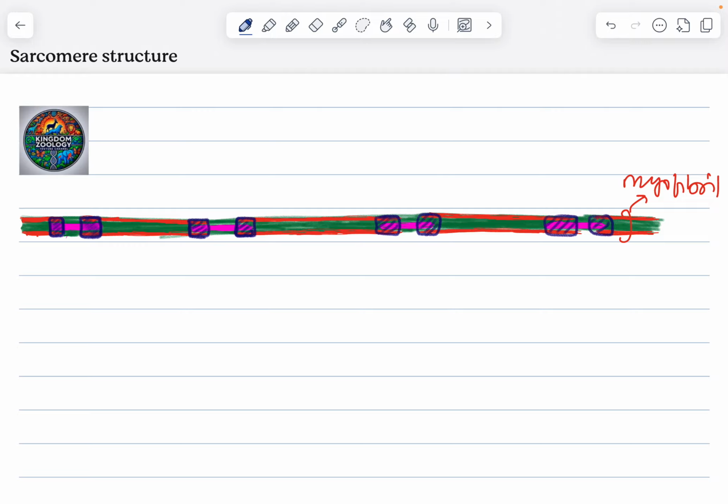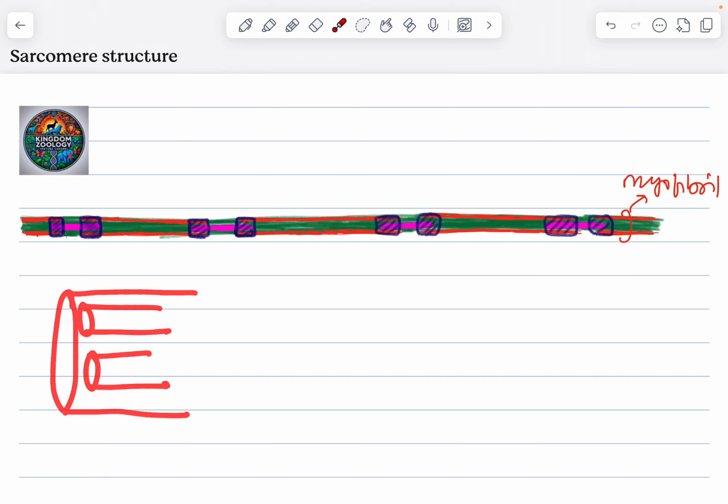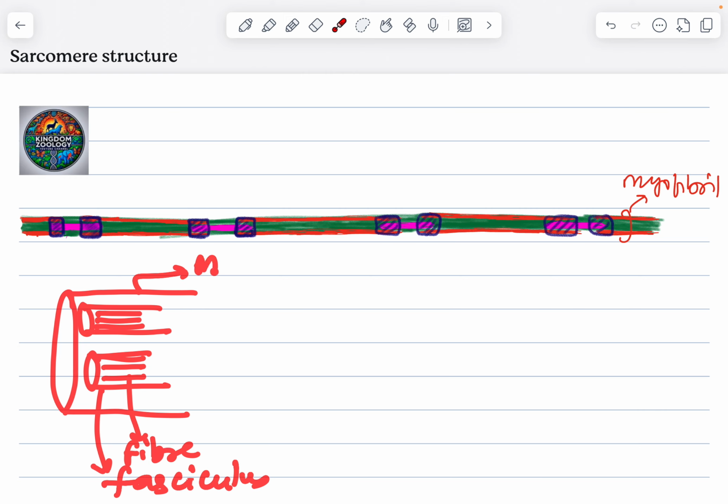What we have done in the movement and locomotion chapter till now, I'll just give you a quick recall. The muscles are basically collections of bundles called fasciculi. Fasciculi are bundles of individual cells called muscle fibers. So here, this is a fiber, this is a fasciculus, and here is the entire muscle. So muscle is a collection of fasciculi. Fasciculi themselves are collections of cells called fibers.